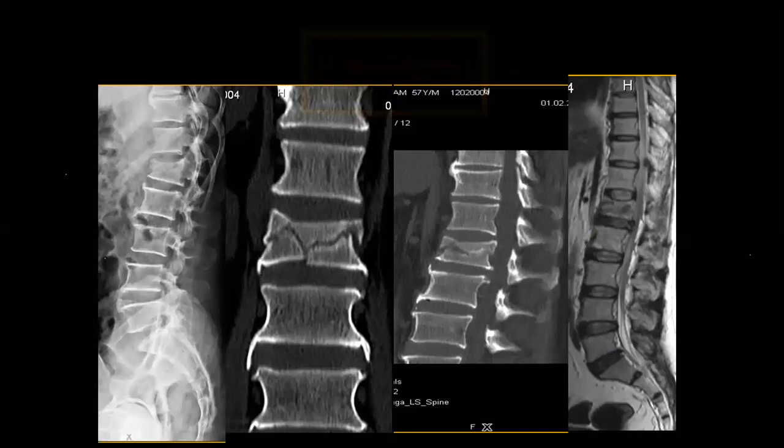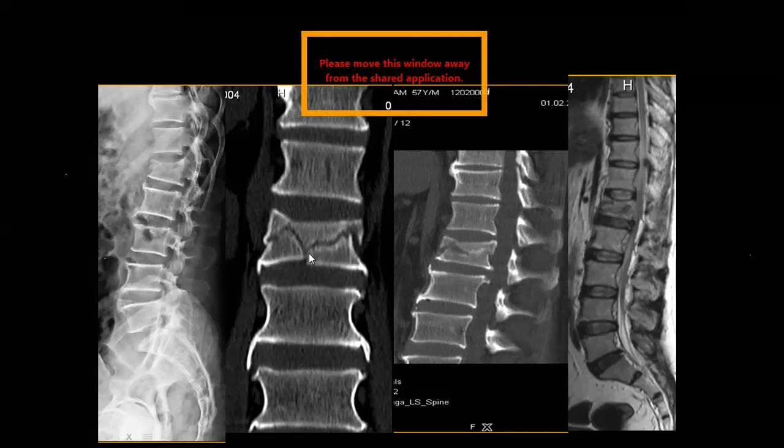Then comes the second. Here there is an L1 burst fracture. We're taking a CT scan. We can see there is involvement of the whole of the body in the axial and in the sagittal cuts. When you see closely, look into the sagittal cut.